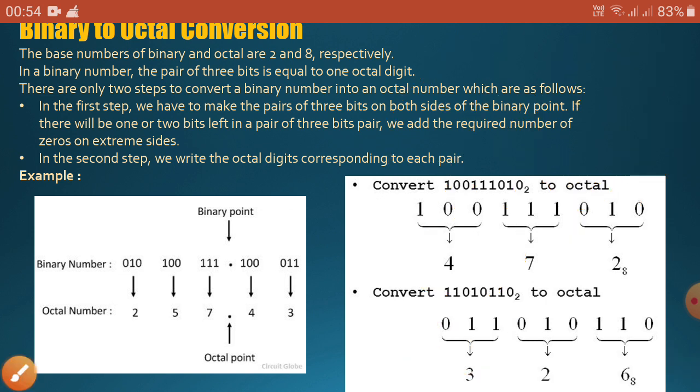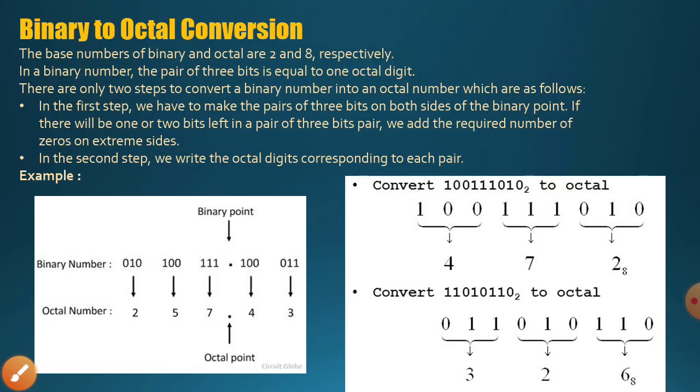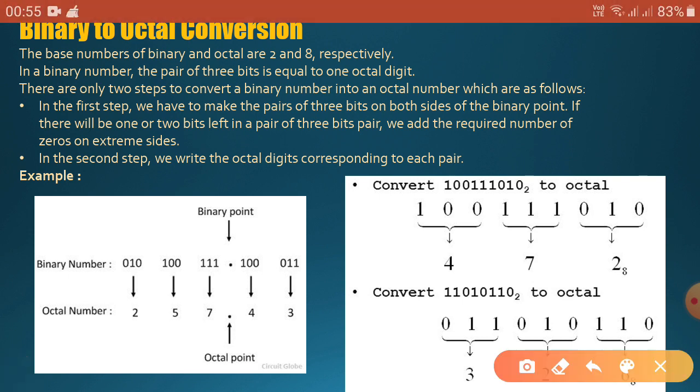Okay, so 1 1 1 means 7 in binary, 1 0 0 is 4, 0 1 0 is 2. Okay, so you do these examples. Now the part is, if decimal point is present here, how to convert?